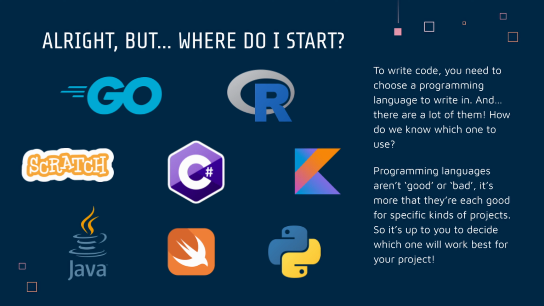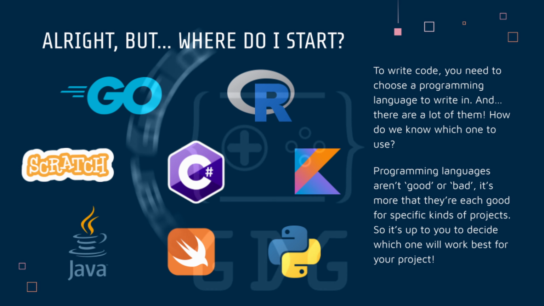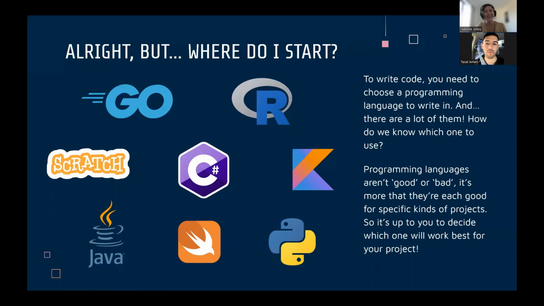And something like Swift, for example, is Apple's app development language. So if you want to make an app for iOS, you have to use Swift. Those are just a few examples.